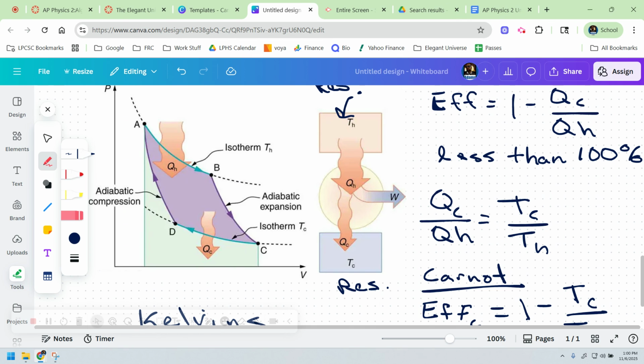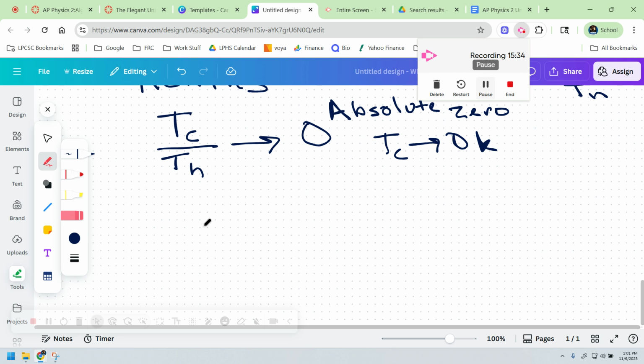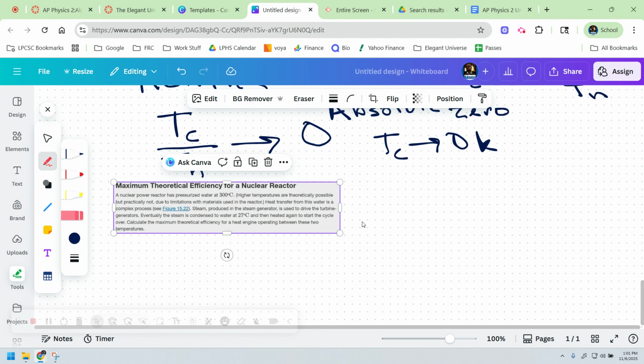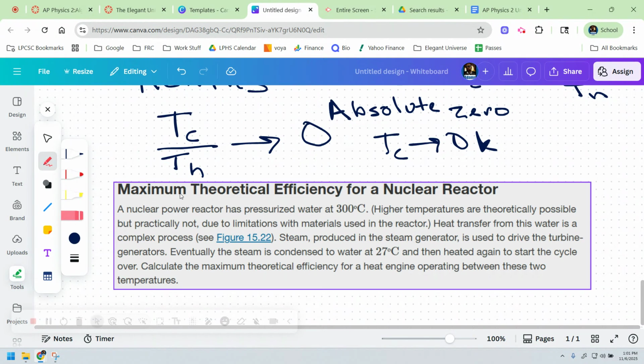So let's see how this applies to something like a nuclear engine or a nuclear reactor. A nuclear power reactor has pressurized water at 300 degrees Celsius. Higher temperatures are theoretically possible, but from a practical perspective, not good, right? That's a lot of pressure, due to limitations of materials used in the reactor.